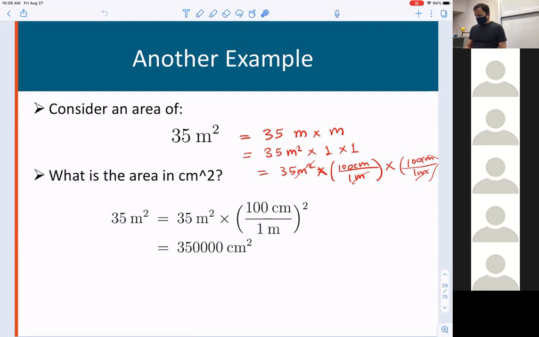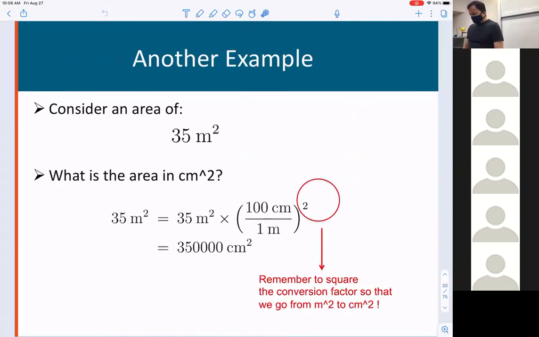And then you get 35 times 100 squared, which is 10,000. And so 35 meters squared is equal to 350,000 centimeters squared. So if you want to impress people about the size of your house, you can give them your answer in centimeters squared. It's 350,000 centimeters squared.